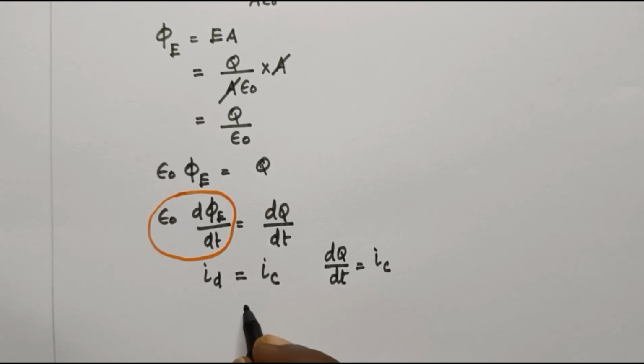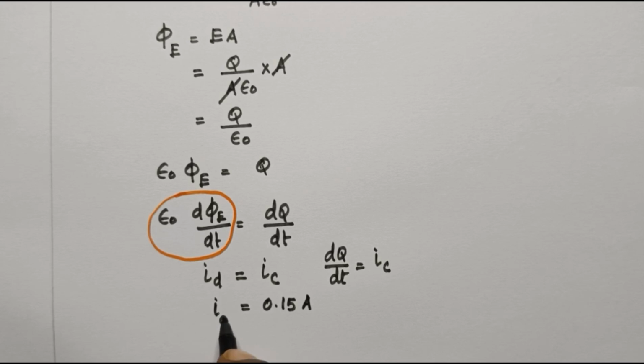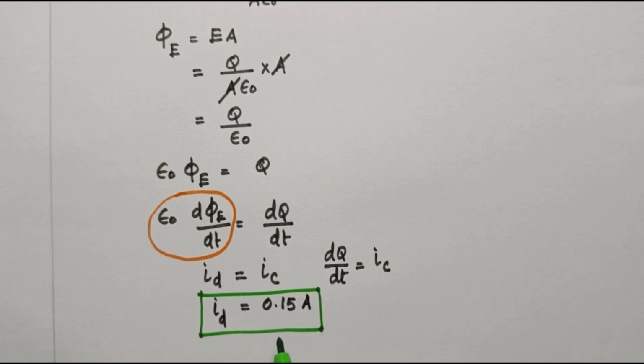So the displacement current is equal to the charging current. Hence this is equal to, what is the charging current? The charging current is 0.15 ampere. It is given in this problem. Therefore the displacement current is equal to 0.15 ampere. So this is a displacement current. Now let us answer the next question.